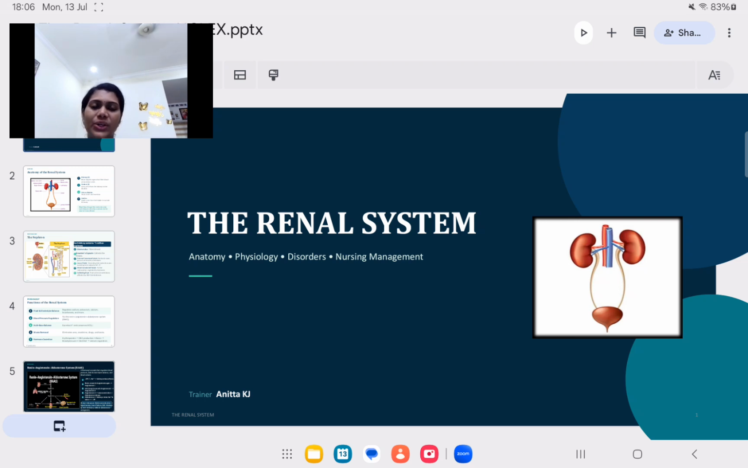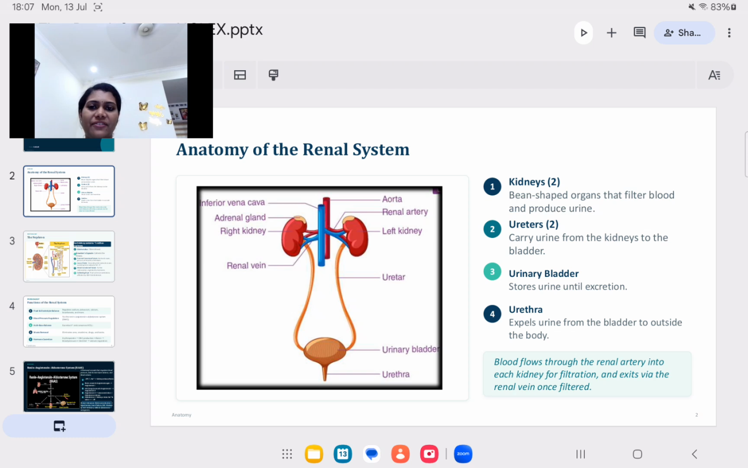So, you all know that the renal system helps with the elimination of waste products from our body. And there are a lot of functions for nephrons or kidneys in our body. So, we can see each of the functions. Don't worry, we can start with the basics: the anatomy, physiology, and all other functions. Okay, dears, we can start with the anatomy of the renal system.